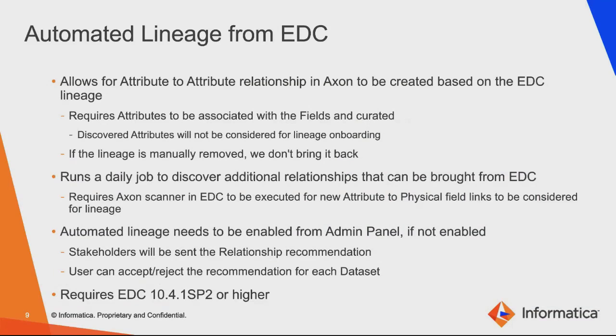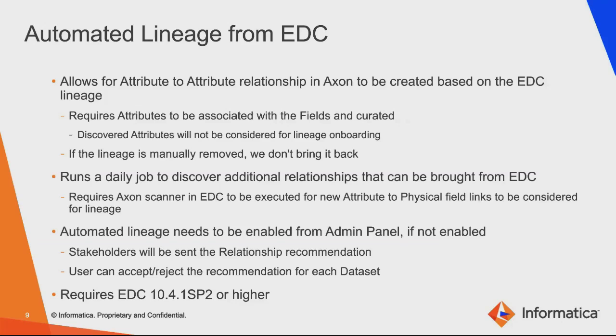Moving on to the automated lineage. In Axon 7.0, we introduced phase 1 of the automated lineage, which was meant to bring lineage from EDC into Axon by automatically creating the relationship between attributes based on the column level lineage that exists in the EDC. So again, you had two options. One is the ability to bring in the lineage automatically if you enable this. And if you don't, it will come back as a recommendation as part of the email notifications.